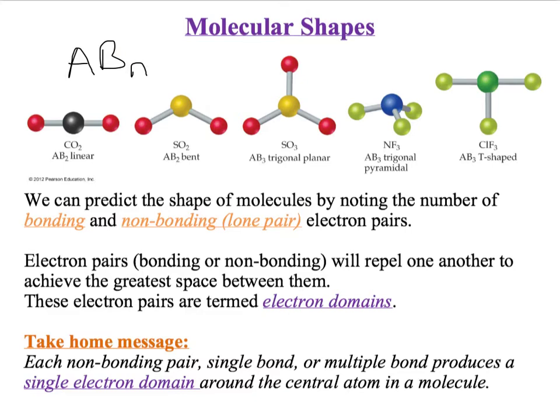It's very important that you can count the number of electron domains. The big take-home message is that each non-bonding pair, single bond, or multiple bond is going to produce what we call a single electron domain around the central atom in a molecule. By being able to count these electron domains, you should be able to predict the different structures that you would have.